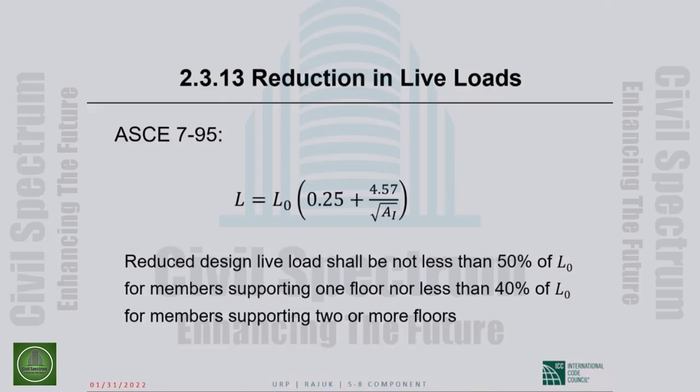Okay. So L sub 0 is the unreduced live load. L is the reduced live load. A sub I is the influence area. Reduced design live load shall be not less than 50% of L sub 0 for members supporting one floor. Not less than, so members supporting one floor will be slabs and beams. Not less than 40% of L sub 0 for members supporting two or more floors. Those would be columns and walls.